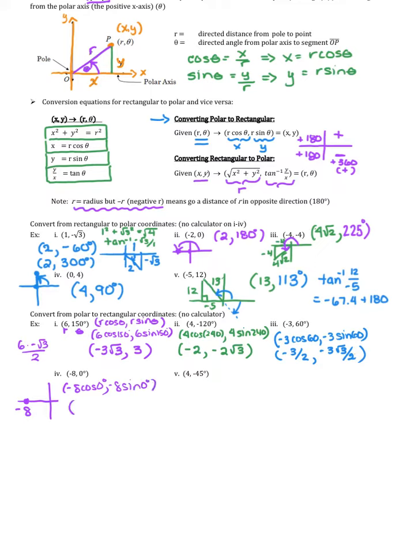So cosine of 0 is 1, so this is a negative 8. And this is going to be 0, which actually correlates as a rectangular to what I just graphed. And the last one, (4, negative 45). So we have 4 cosine negative 45 degrees, and 4 sine negative 45 degrees, which puts us in the fourth quadrant, actually. So cosine will be positive there, so 4 rad 2 over 2. So that's going to be 2 rad 2. Sine will be negative, so that will be negative 2 rad 2.